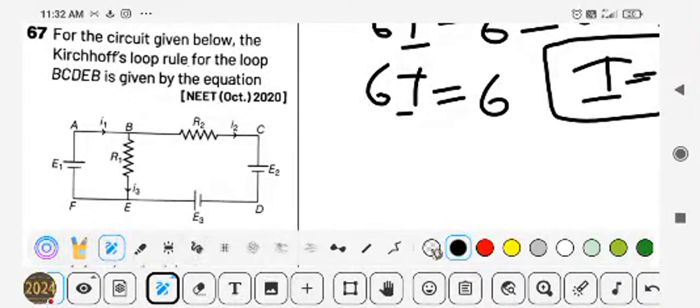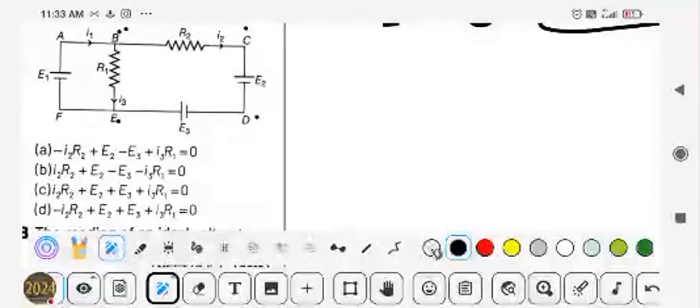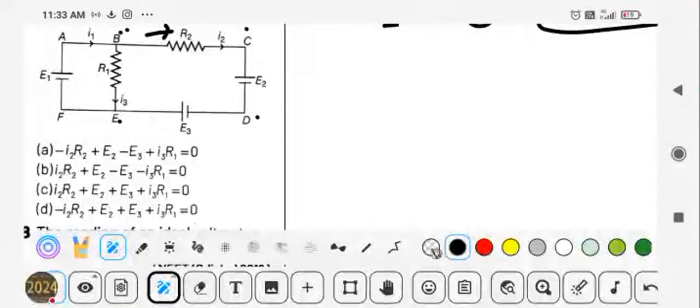The circuit is given below. Kirchhoff's rules for the loop B, C, D, E, B are given by, okay, options in terms of equations are given. There are no calculations, just write the proper equation and we will get the answer. See, in the option we have started from the I2 value. Here they have started from here. So just write the equations there. The direction is the same as the direction of the current, so positive value for that.